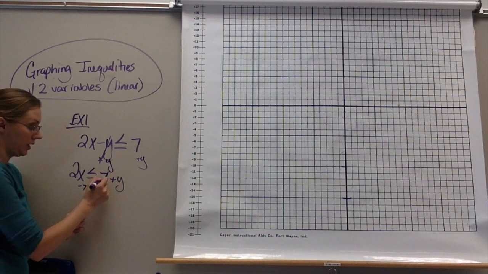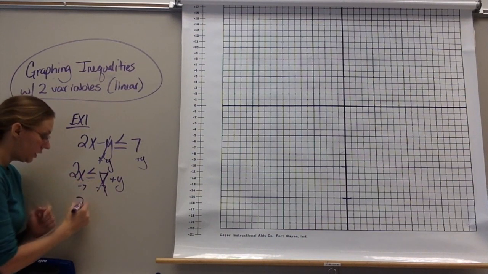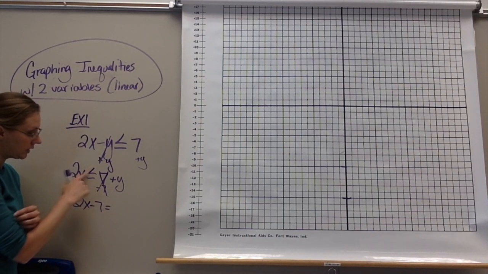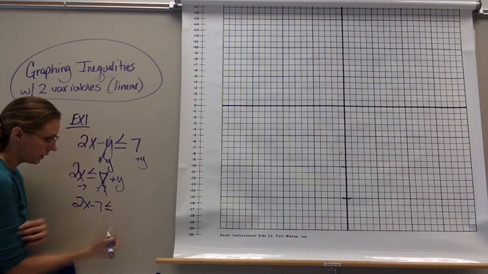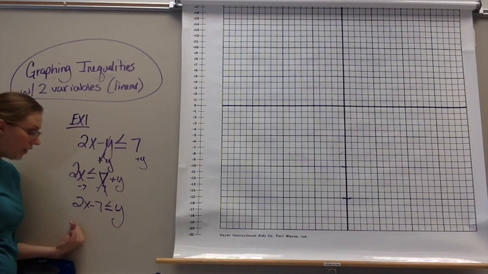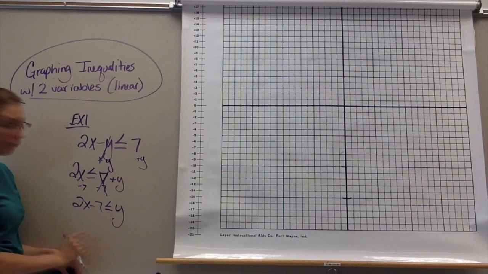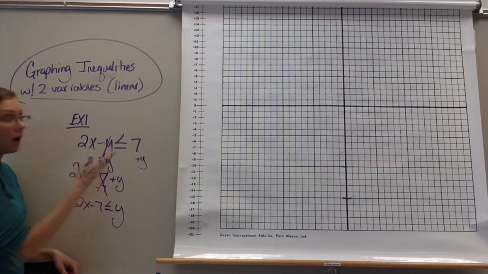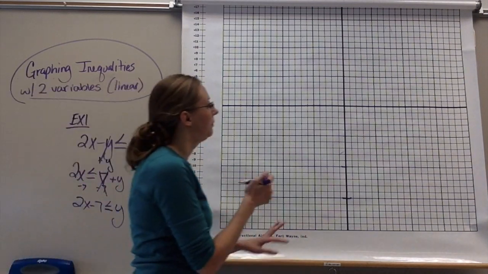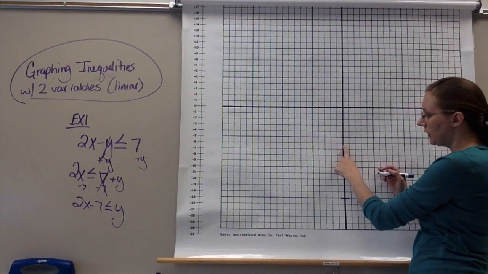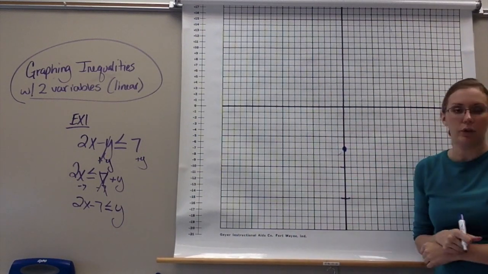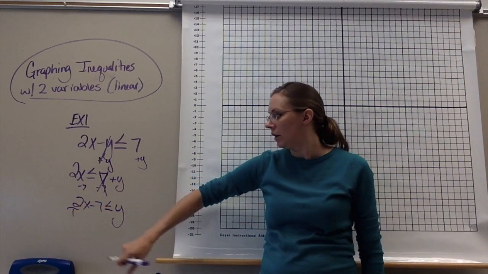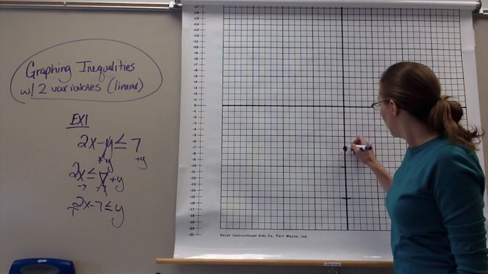When I do that, I'm going to have those cancel. I end up with 2x minus 7 is less than or equal to a positive y. Now this is in slope-intercept form, where 2 is going to be my slope, and -7 is going to be my y-intercept. I'll graph it, starting at -7. So here's my origin, down 5, 6, 7, boom, y-intercept graphed. Next, I'm going to do my slope. My slope is like 2 over 1, rise 2, forwards 1, rise 2, forwards 1.